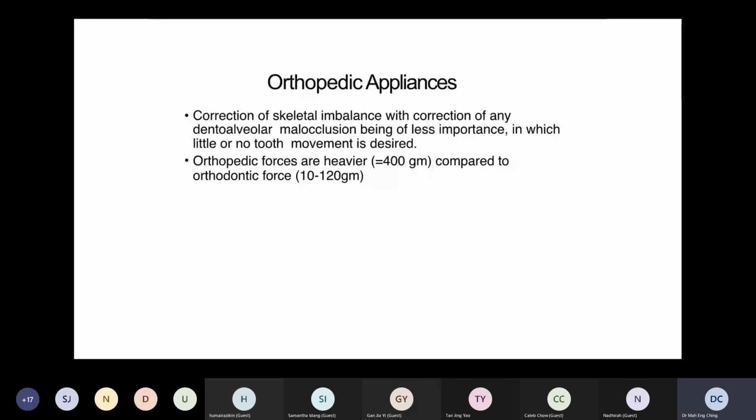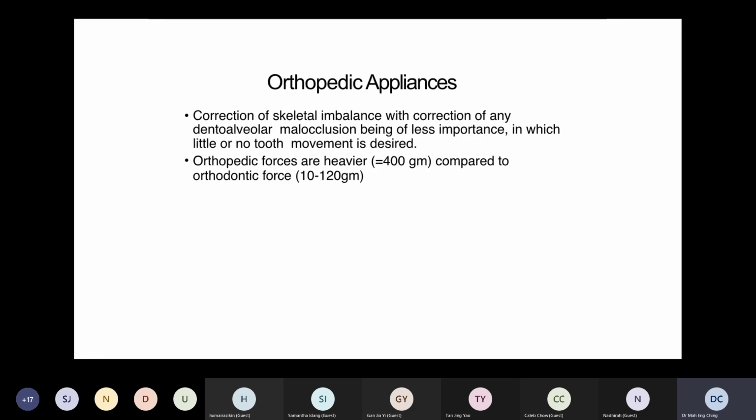So today we're going to talk about the myofunctional and orthopedic appliances, part 2. The first part we already talked about the myofunctional appliance. Then the second part we're going to talk about these orthopedic appliances. So what are orthopedic appliances? Orthopedic appliances correct the skeletal pattern, with the correction of any dentoalveolar malocclusion being of less importance, in which little or no tooth movement is desired.